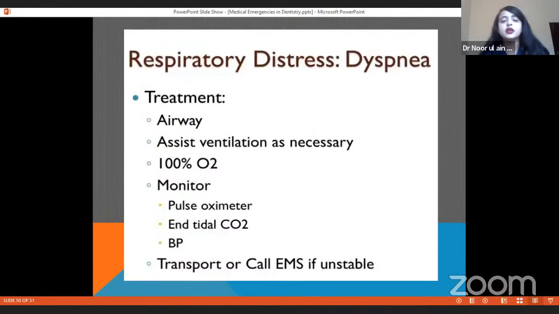In treatment, the airway is maintained first of all, assist the ventilation as necessary, 100% oxygen is given, and monitor the vitals: pulse oximeter, end-tidal carbon dioxide, BP, and transport or call emergency medical services if unstable.